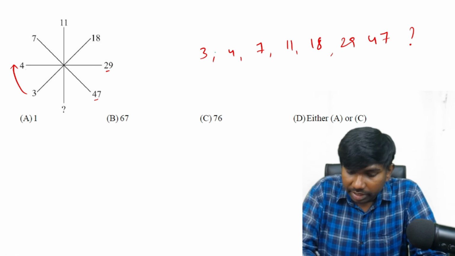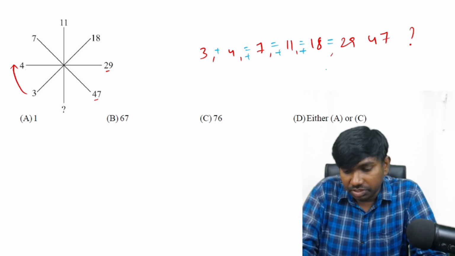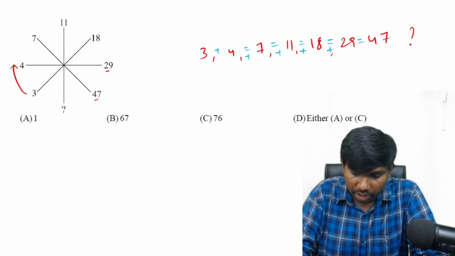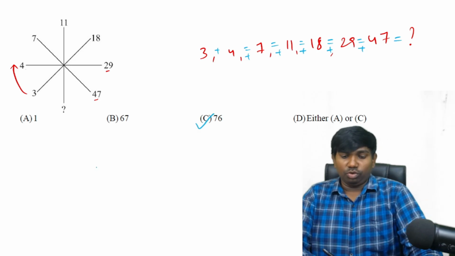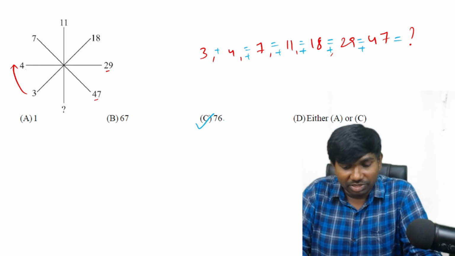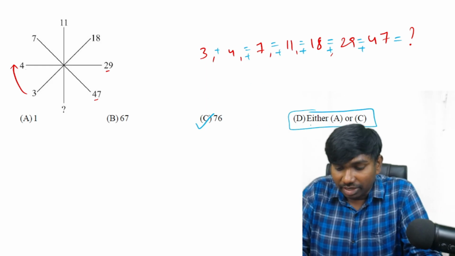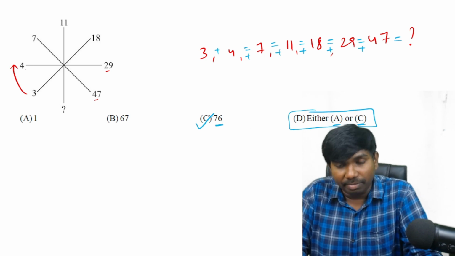So the logic is, 3 plus 4 is 7, 4 plus 7 is 11, 7 plus 11 is 18, 11 plus 18 is 29, 18 plus 29 is 47. That means our answer must be 29 plus 47, which is 76. So 76 is the answer, correct? No, again and again we are doing the same mistake. What is our mistake? See, the option is either A or C. C can be the answer, but C may not be the only answer.